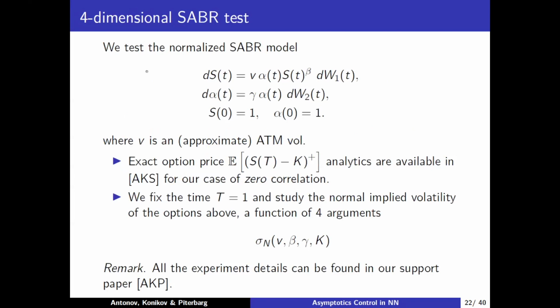So in our experiments, we will test the normalized SABR model, which is written using this SDE. So we have V, which sort of approximates the at-the-money volatility. Alpha is a stochastic volatility factor, which starts from 1. S is our rate, which also starts from 1. We have the parameter beta here. We have vol gamma, and we have correlation between these two values.